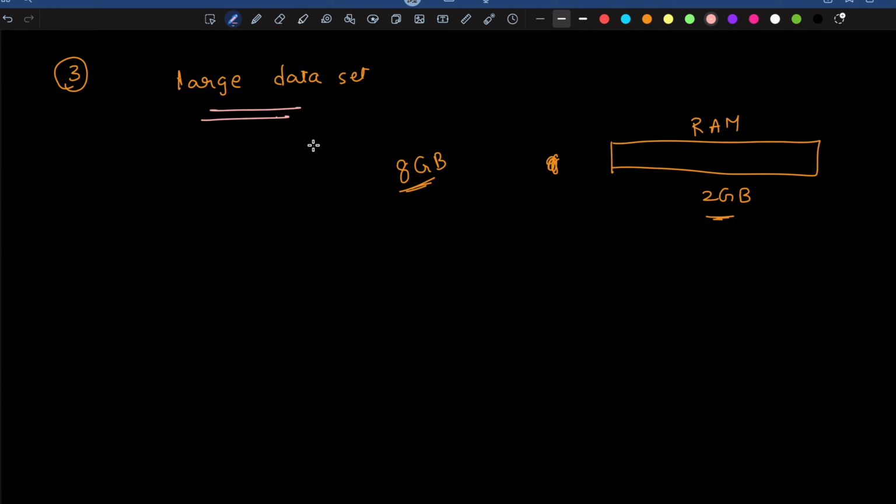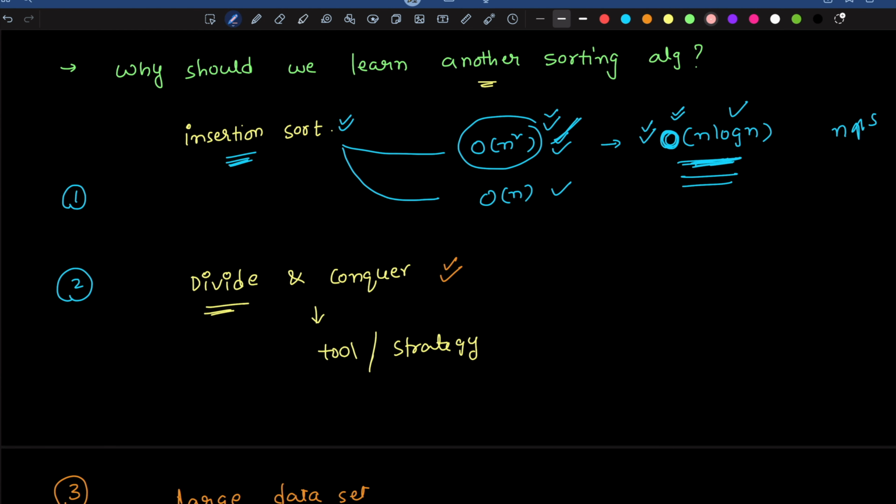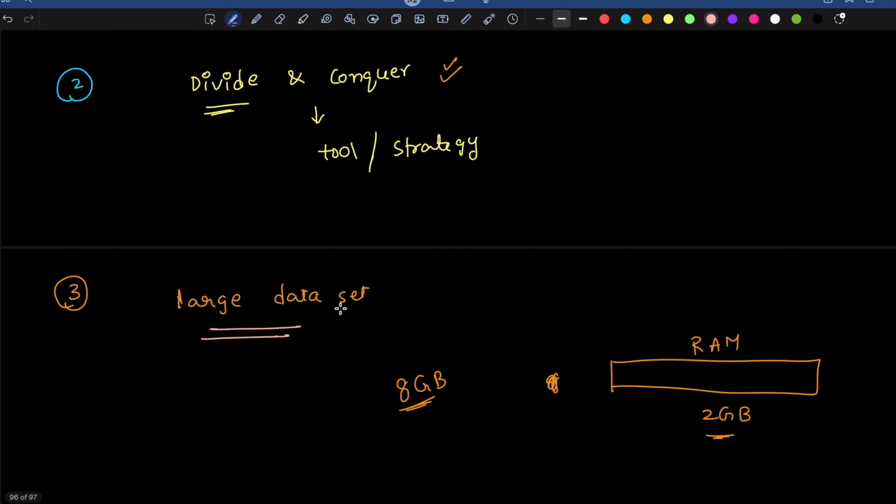To summarize, there are three main reasons to learn merge sort. From the computational perspective, merge sort has a better worst case time complexity than the insertion sort algorithm. It also introduces the powerful strategy called divide and conquer, which is widely used in algorithm design. And the third one: when dealing with large amounts of data stored on disk, we use a variation of the merge sort algorithm to perform the sorting operation. In the upcoming videos, we will go through each of these reasons step by step and understand them in depth.